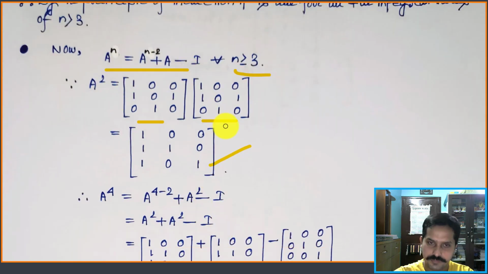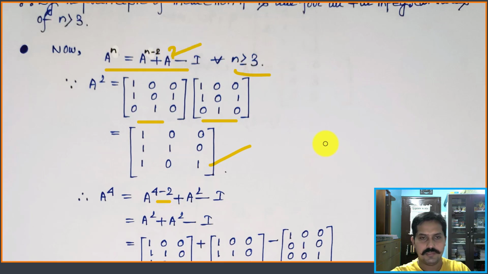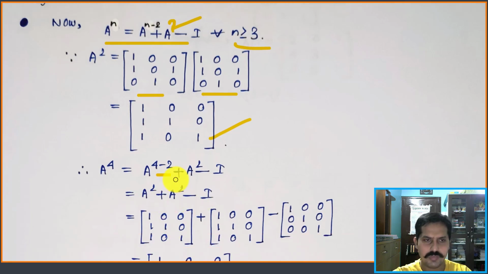Now we have to use this statement here. What is a to the power 4? A to the power 4 is a to the power 4 minus 2 plus a square minus I, because here n is 4. The result is a square plus a square minus I. A square plus a square is actually 2a square.